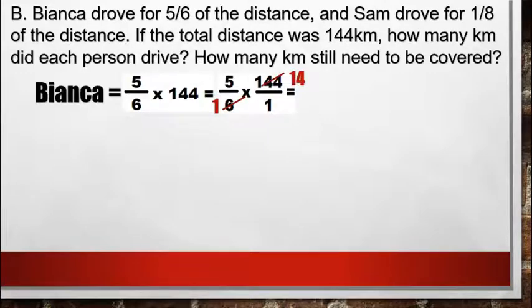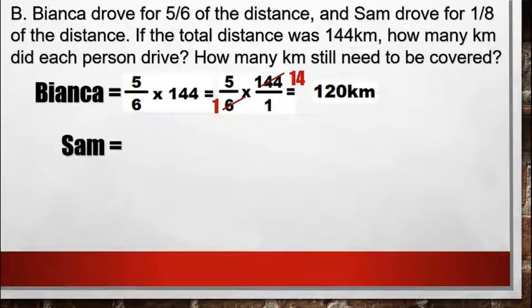So now we need to multiply directly. 5 times 24, that is 120. 1 times 1, that is 1. So 120 divided by 1 would be 120 kilometers. So we can say that Bianca drove 120 kilometers already.